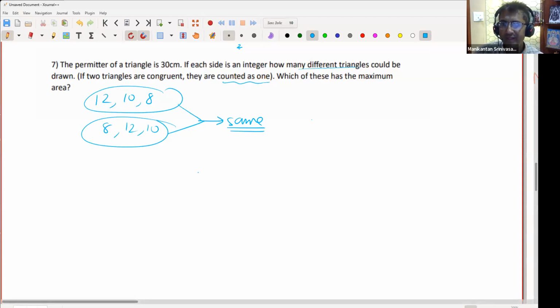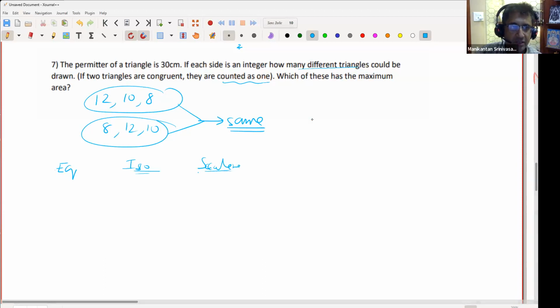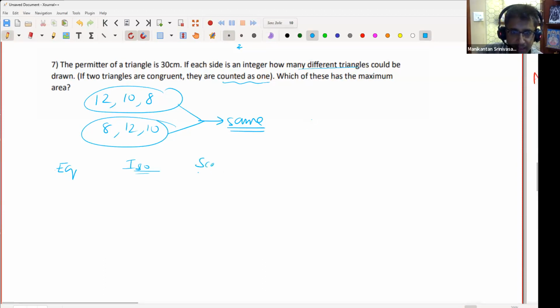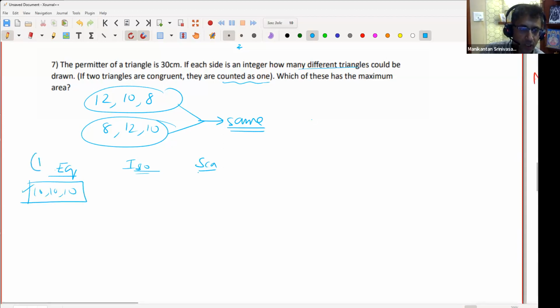Okay, so let's go with a systematic approach of counting the triangles. So let's divide into 3 parts. We'll count equilateral triangles, we'll count isosceles triangles, and we'll count scalene triangles. Again, this is not the only approach. There are multiple ways to approach it. Sorry, ignore my handwriting. It's horrible. Scalene, I'll just say SCA, scalene. Equilateral is easy. There's only one, 10, 10, 10. Matter khatam, right? So only one. So I'll just put the total count here, 1.